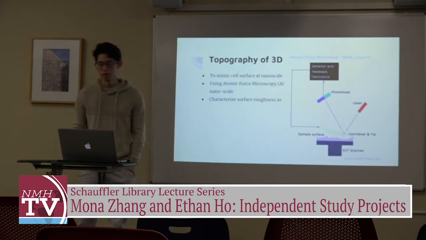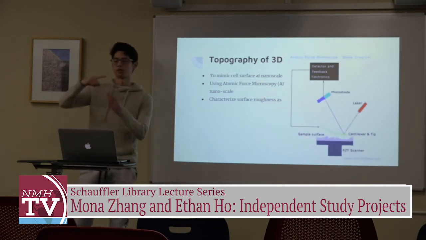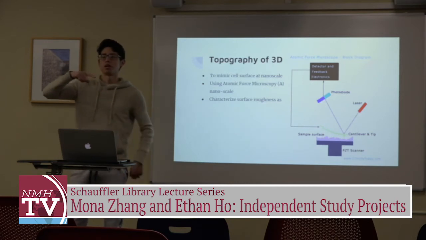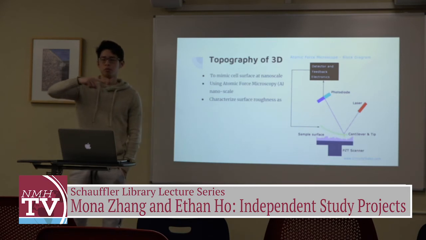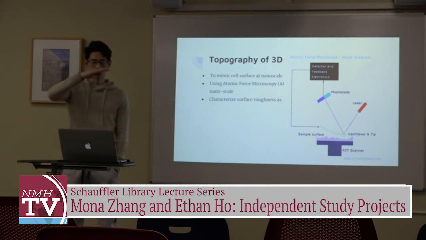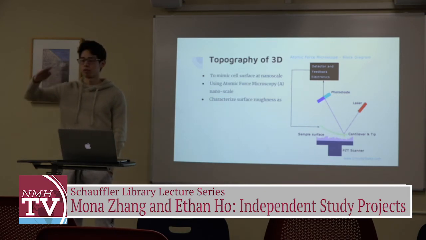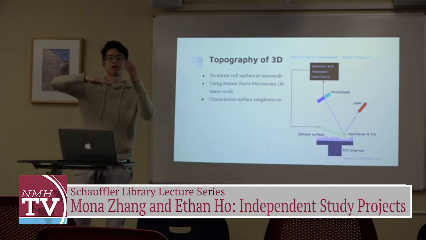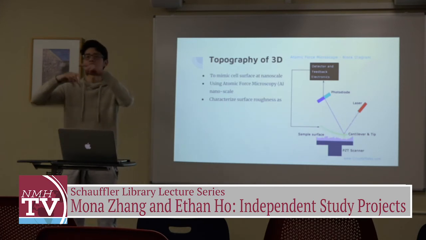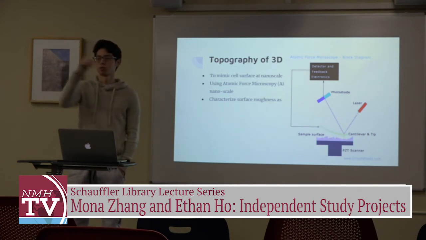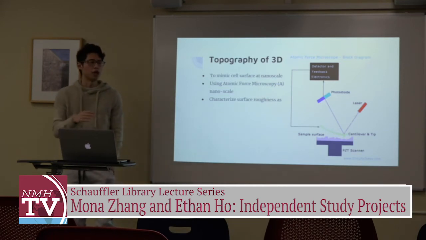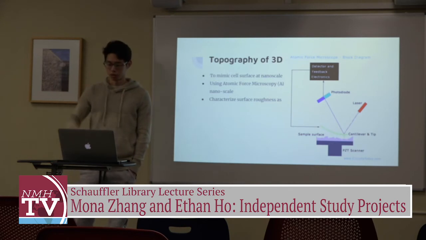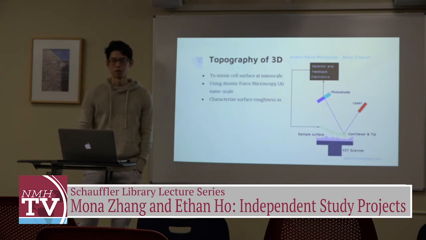How it works is, basically, it's a machine with a small tip at the end, and you drag it along the surface, and as it hits a bump, it moves up and down because it's close to the surface. Then you shine a laser light on it, and as it bounces, the laser bounces elsewhere too, and that gives a rough image of what the surface looks like at a nanoscale, which is pretty cool.